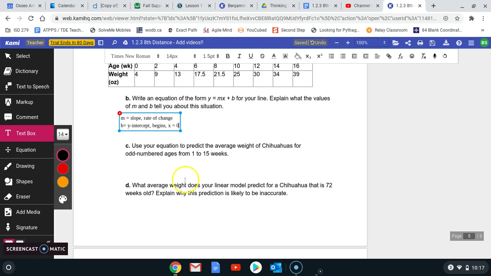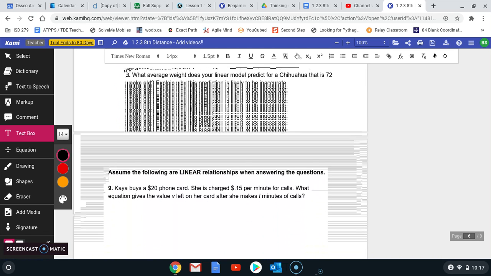D, what average weight does your linear model predict for a Chihuahua that is 72 weeks old? Now that's way above what we have. We have 16 up here. So what you're going to have to do is take your equation and then figure out what that Chihuahua would weigh after 72 weeks old. Now, explain why this prediction is likely to be inaccurate. So remember, after you figure out the answers, see why that would be inaccurate.